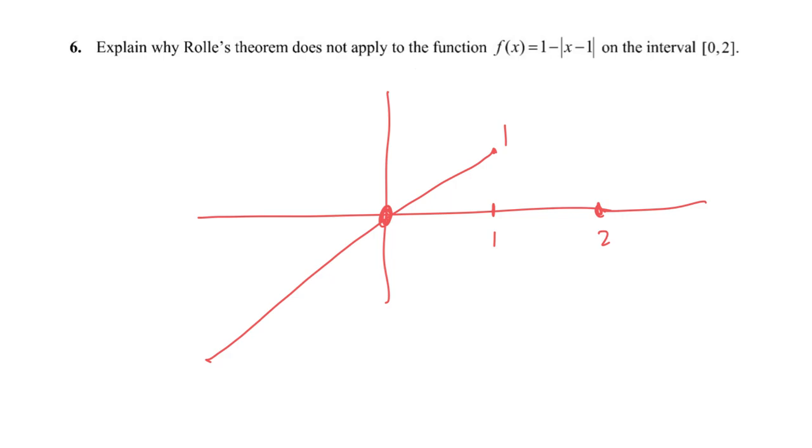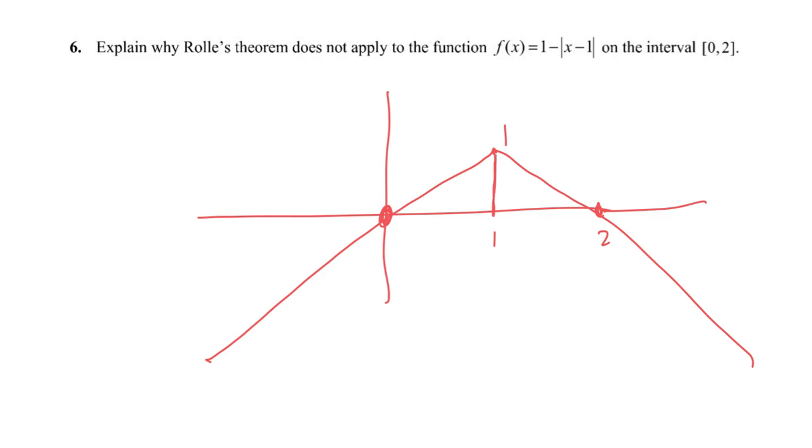This is the function that we are dealing with: 1 minus the absolute value of x minus 1, on the interval [0, 2]. What happened on the interval [0, 2]? Is the function continuous? Yes, it's continuous. Is the function differentiable? No, at x equal 1 it is not differentiable.